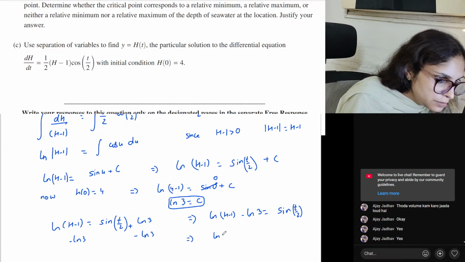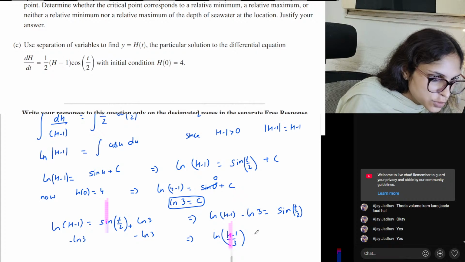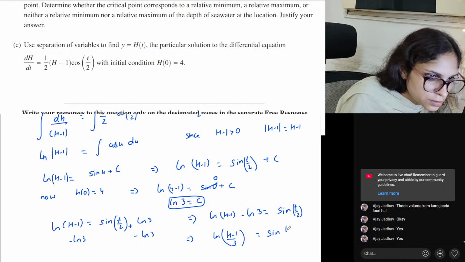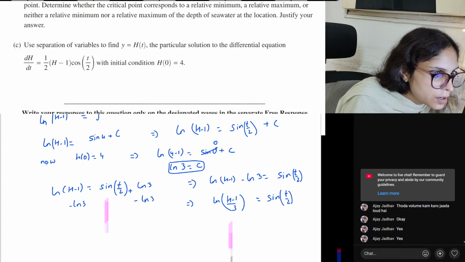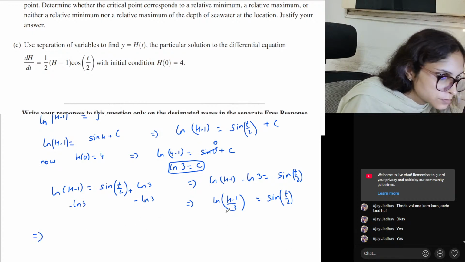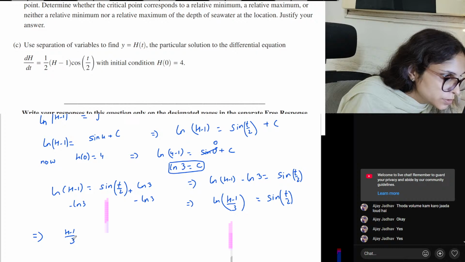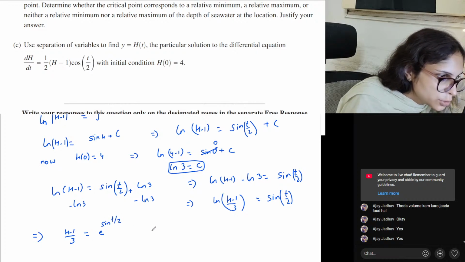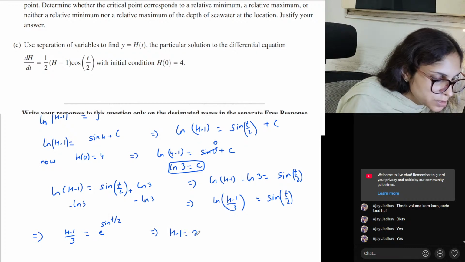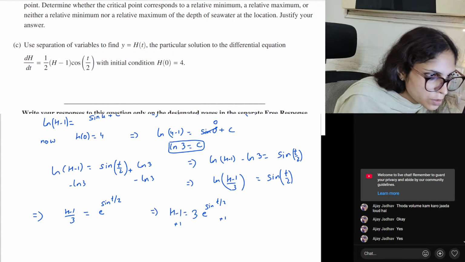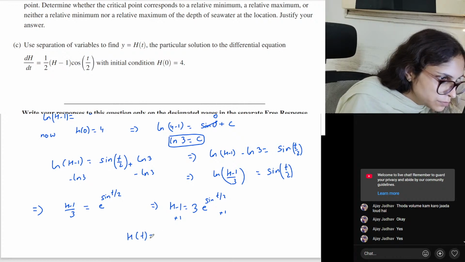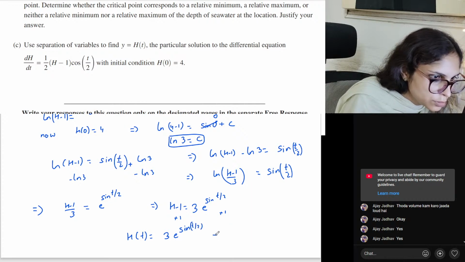Because logs are subtracted, arguments will be divided. ln((h minus 1) over 3) will be sine(t over 2). And from here, you can take the antilog. (h minus 1) over 3 will be e to the power sine(t over 2). And that is why h minus 1 will be 3 times e to the power sine(t over 2), and then you add 1. So finally, h of t will become 3e to the power sine(t over 2) plus 1.